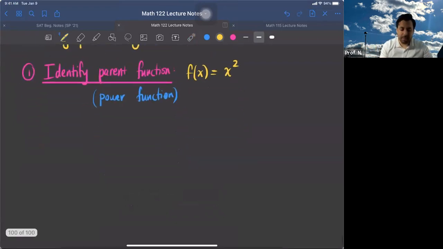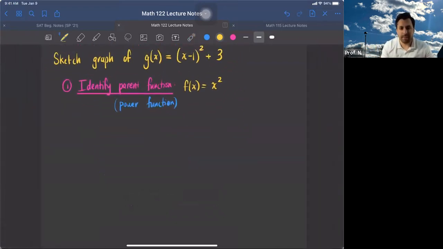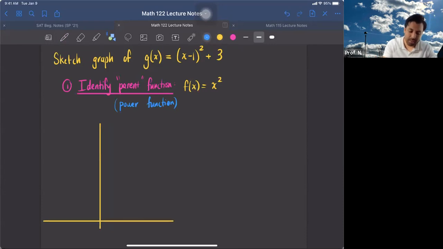X squared is the simplest quadratic function we have. Hence, parent function. I don't care what quadratic function you have, every other quadratic function comes from the parent. That's why we call it the parent, because everything comes from it, like the offspring. So every other quadratic function is a transformation of this simple x squared. And we already know what this looks like. Again, this is just going to be a sketch because it's not perfect.